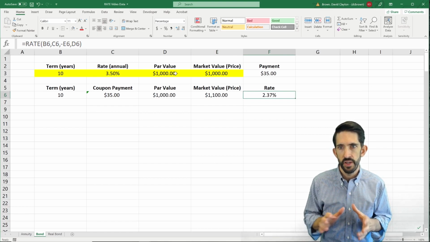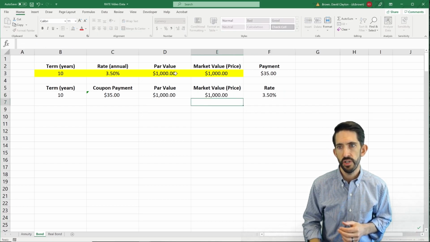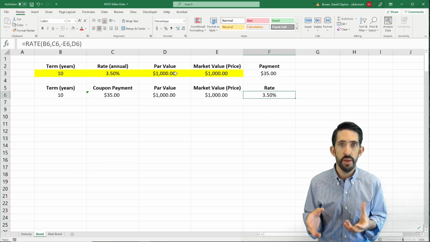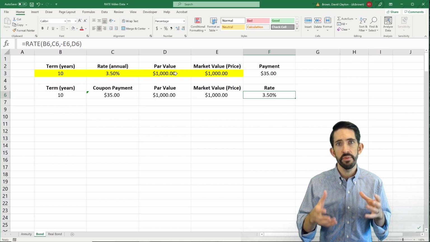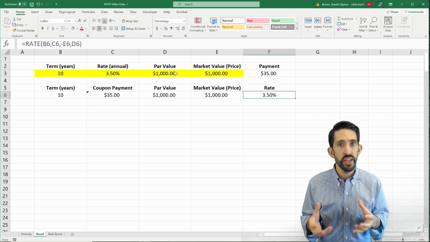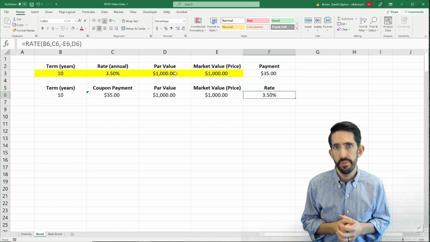All right, so in this example, and let me just set it back to par, where we see 3.5%, this assumes that all the coupons are happening annually. You're getting one payment per year. Now next, let's look at an example where we get semi-annual payments, which again is customary when we see corporate bonds, treasury bonds, etc.